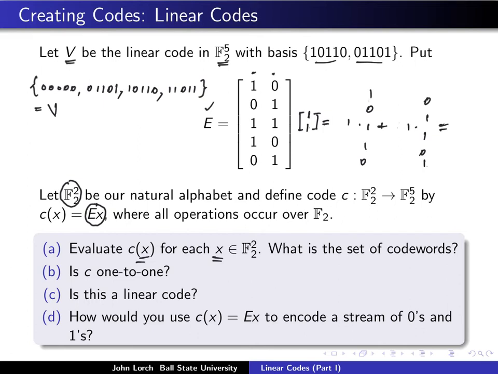All right, now remember, code functions need to be one-to-one, and I think you would agree that if you have two different strings of length 2 and you make this matrix product, you'll get two different strings of length 5 in the output. So it is one-to-one. Okay, then the question is, is this a linear code? And indeed it is, right? Remember, this V, the set of code words, is this subspace of F2^5, and so it is a linear code.